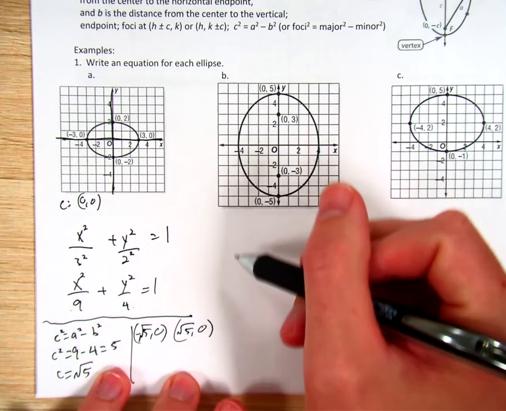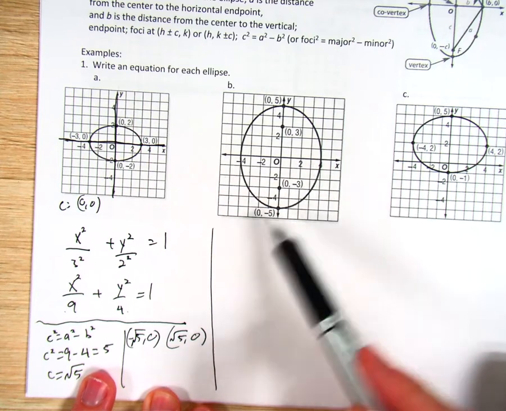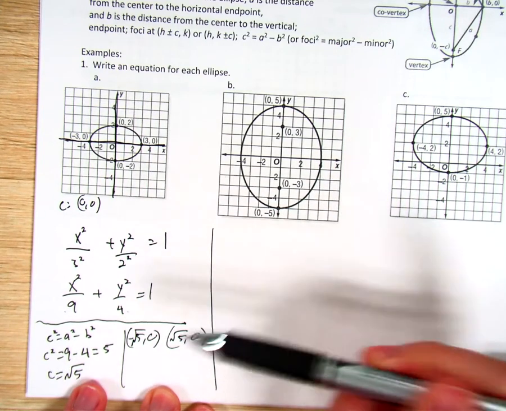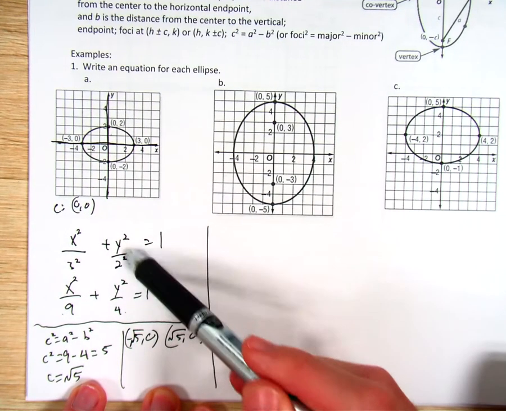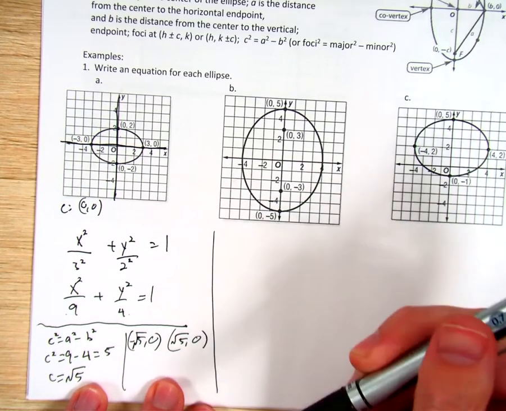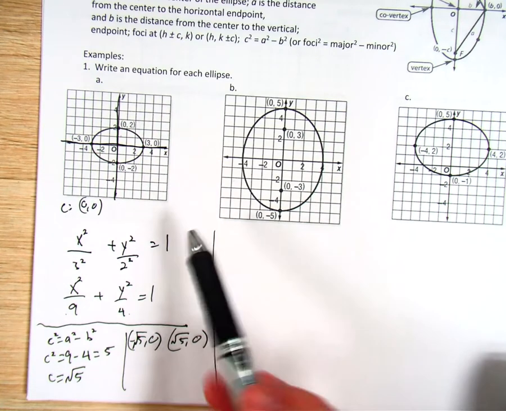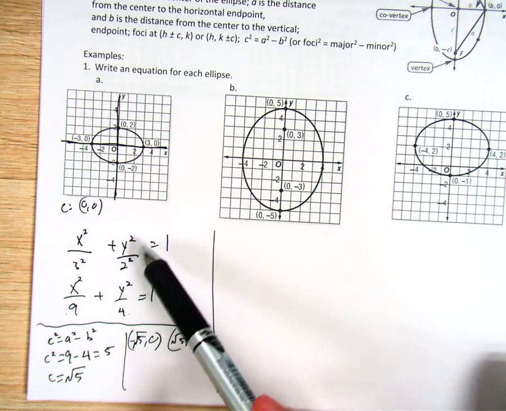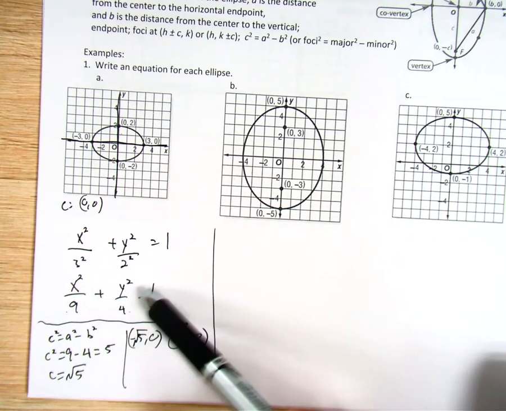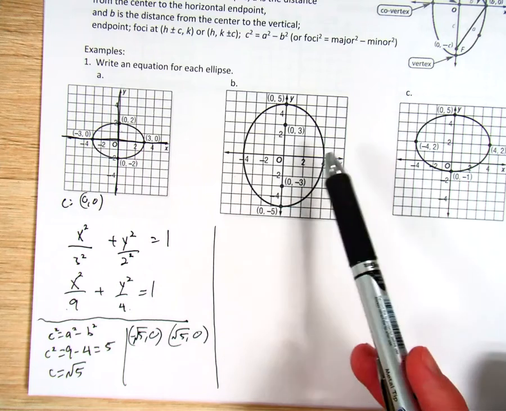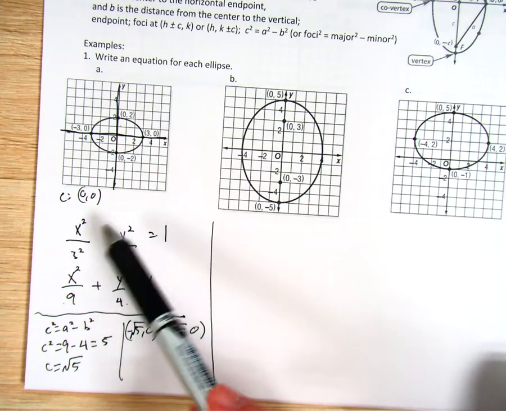Alright, let's do it again. We can see this one's a vertical one, so which one's going to have the bigger value underneath? This time it should be y. If you're checking these answers in the back of the book, most of the time they'll have the one that has the bigger denominator in the front, whether that's x or y. It doesn't make a difference right now with the addition portion here with the ellipse when we have x squared plus y squared.